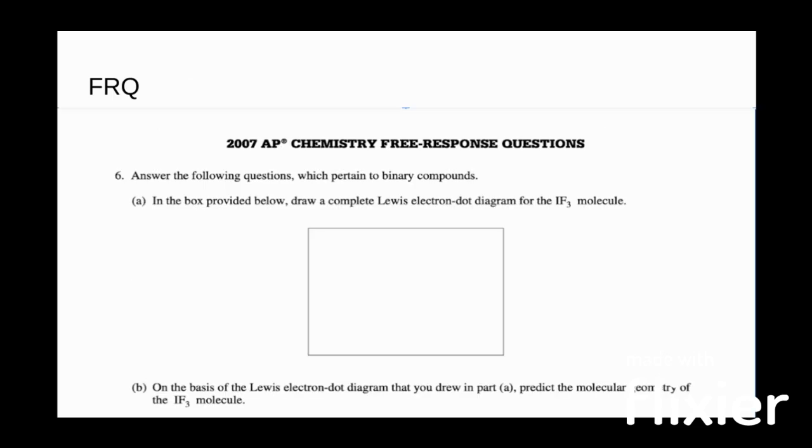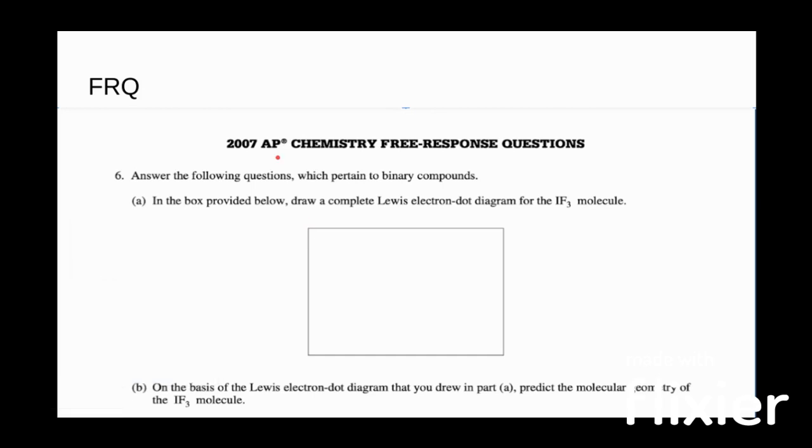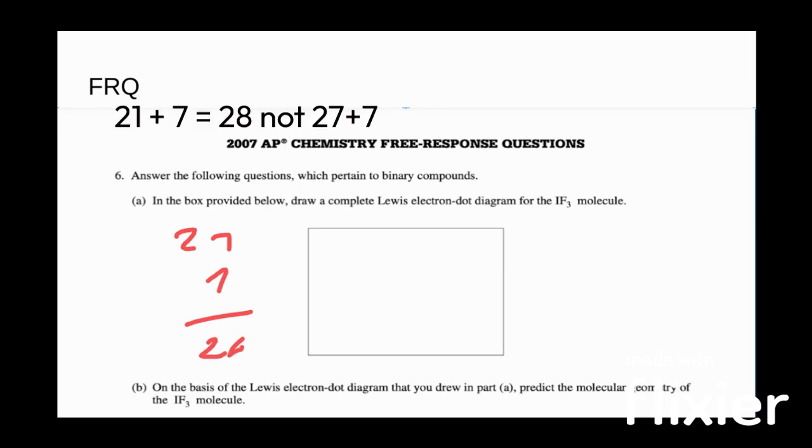Alright, so this is the FRQ that we're going to work on. This is a cumulative FRQ. So the first question is asking for a Lewis structure diagram for IF3. So IF3 has 21 electrons for fluorine and 7 more electrons for iodine. That makes 28 electrons.